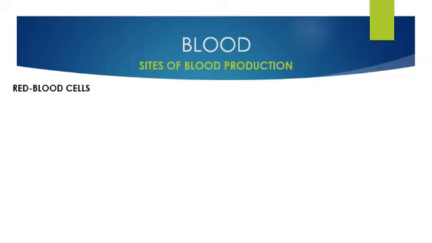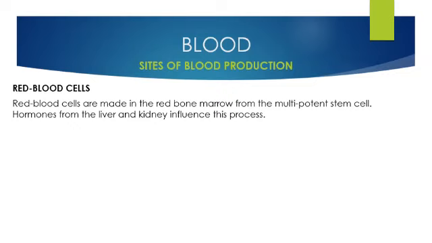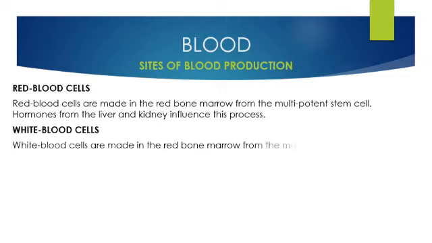The red blood cells are produced in the bone marrow, specifically the red bone marrow, where the multipotent stem cell is used to make more red blood cells. This happens through the process of cell division, differentiation, and many other processes for red blood cells to multiply. The hormones from the liver and kidney influence this process of making blood cells. Most processes in the body you will notice are influenced by hormones.